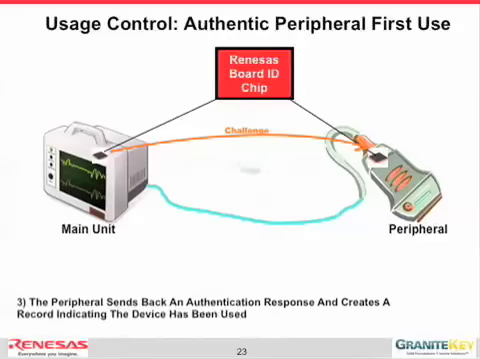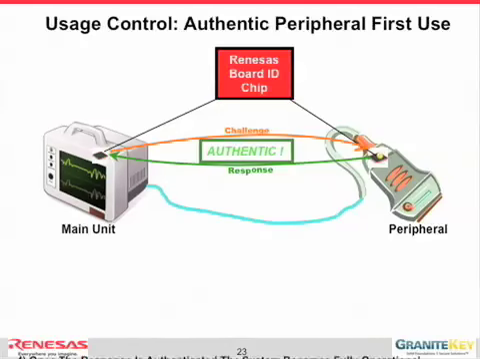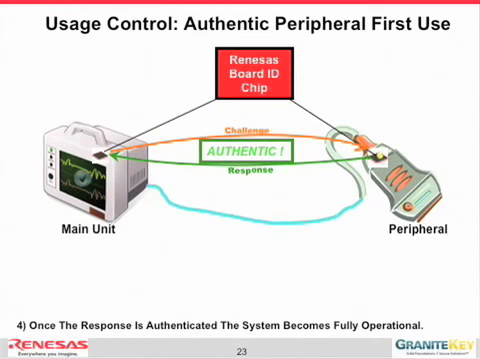And one thing we can do is put a timer or a counter on the peripheral to only allow it to respond with an authentic response 10 times or for 10 hours. And then once the response is authenticated, the system becomes fully operational. And the idea there is that putting the security chip in there is the easy part of the equation. The more difficult part is understanding how we are going to do the enforcement.